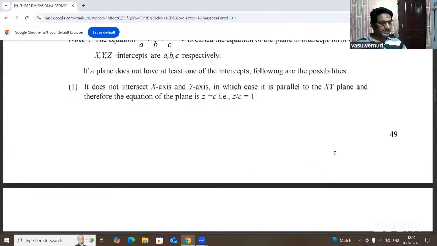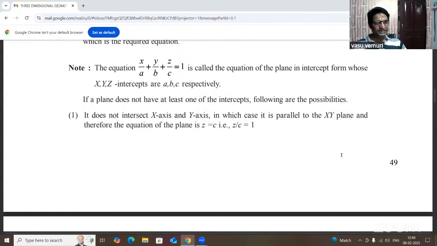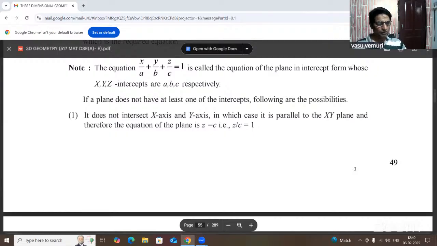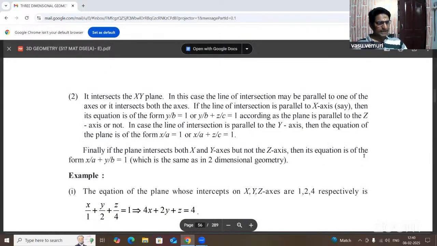Now, if the plane does not intersect the x-axis and y-axis, it is parallel to the xy plane. Therefore, the equation of the plane is z equal to c. That is, if a plane does not have at least one of the intercepts. So one possibility on the xy plane means z equal to c, so that expression is z by c equal to 1. In the same manner, y by b equal to 1 or y by b plus z by c equal to 1. That is the simple expression for planes parallel to the x-axis, y-axis, or z-axis.